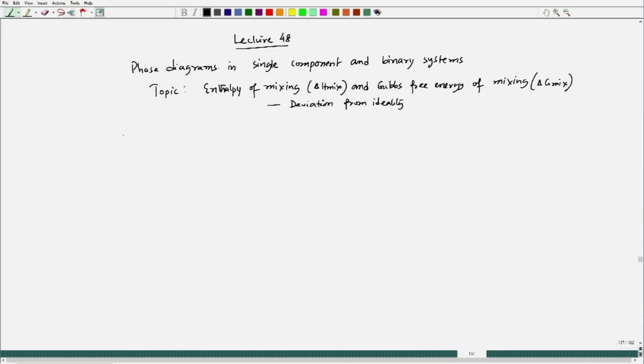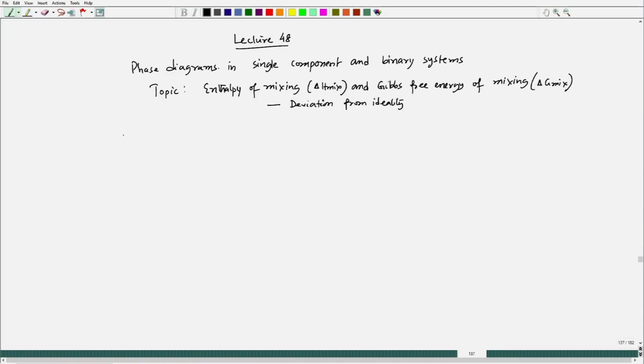Let us start lecture 48, and the course is on phase diagrams in single component and binary systems. Today's topic will be to understand del Hmix as well as del Gmix in case of solution which deviates from ideality. So, it is basically the continuation of the discussion we did in the last lecture.